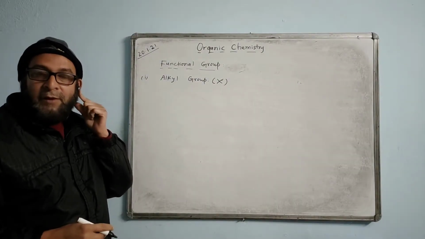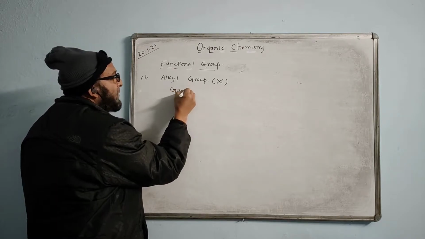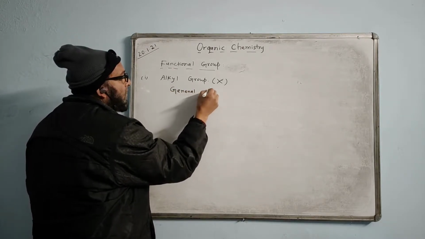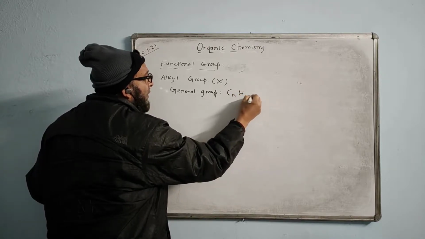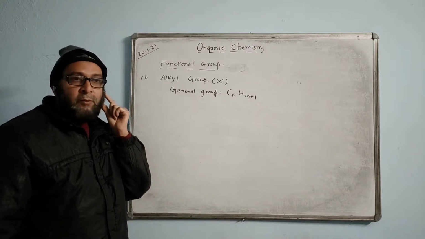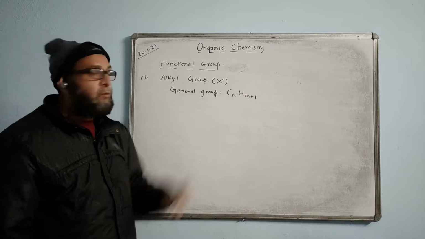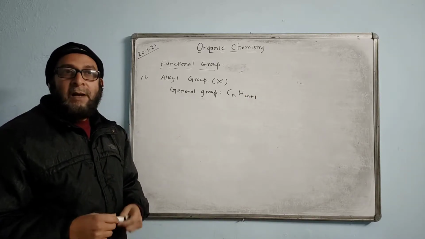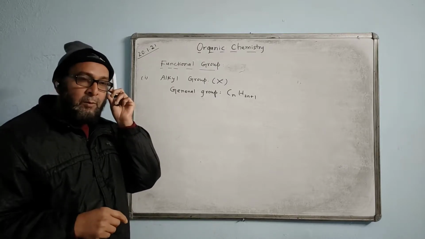The general formula of the alkyl group is CnH2n+1. This formula is quite close to the formula of alkane. The alkane formula is CnH2n+2. That means in alkane, when we write one hydrogen less, it belongs to the alkyl group.